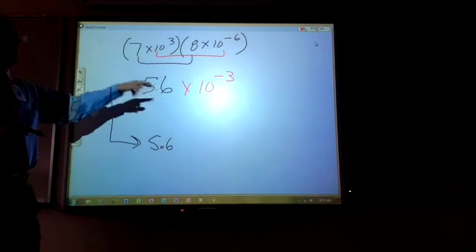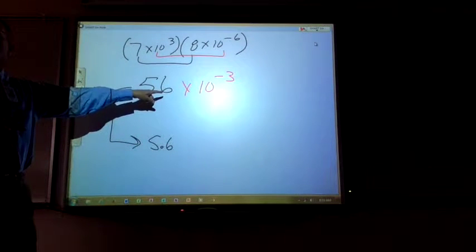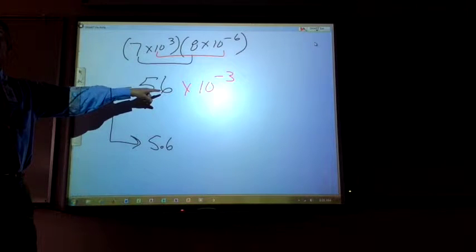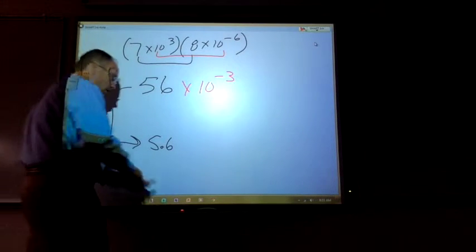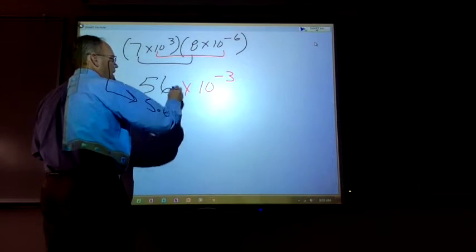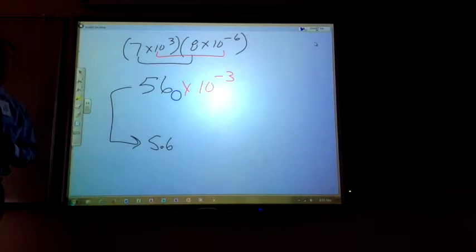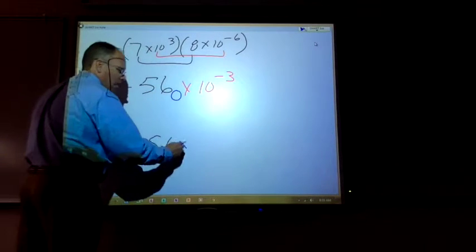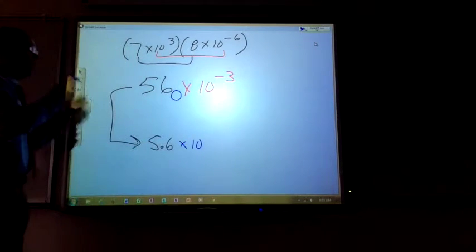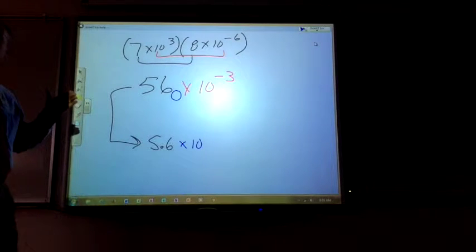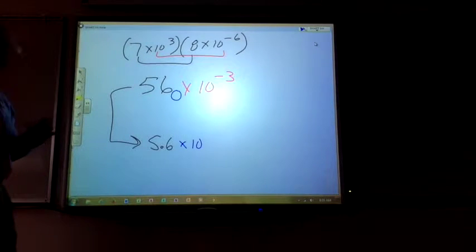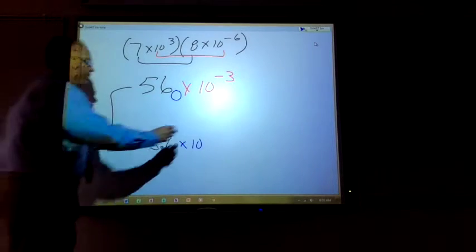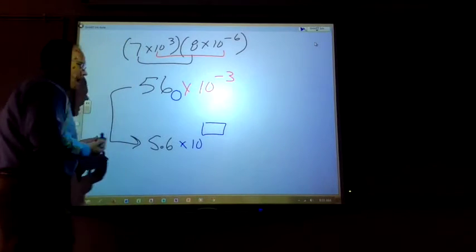Where is the decimal on this problem right now? Is it to the right of the 6, to the left of the 6? To the right. It's right here. So right now we have a decimal right there. We want that decimal to be here. Okay? So then we have to think about it. I don't want 56 times 10 to the negative 3. I want 5.6 times 10 to the, and that puts the big question, what is that?